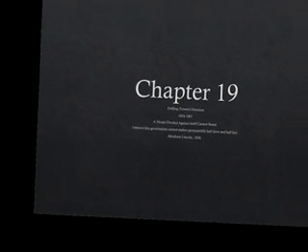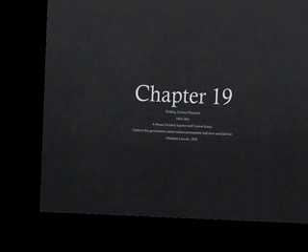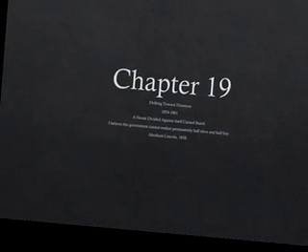This chapter will be focusing a little bit more on Abraham Lincoln and Stephen Douglas and the events leading up to Bleeding Kansas and the Kansas-Nebraska Act.